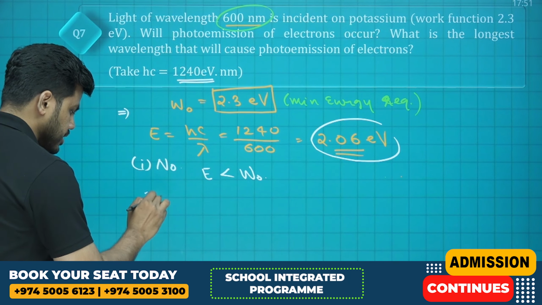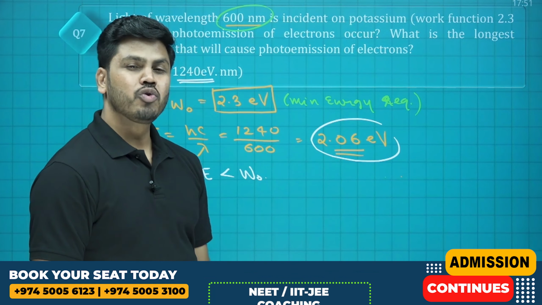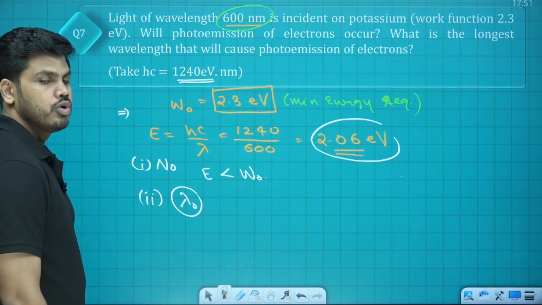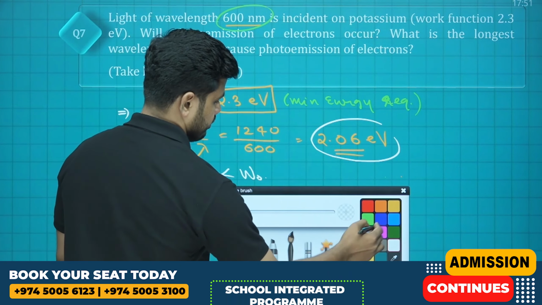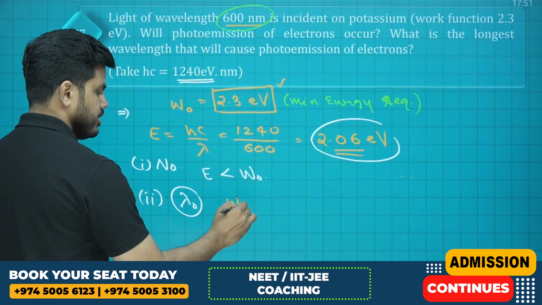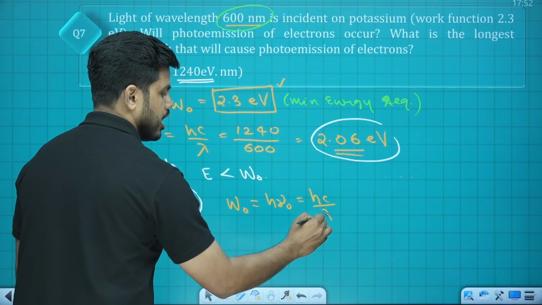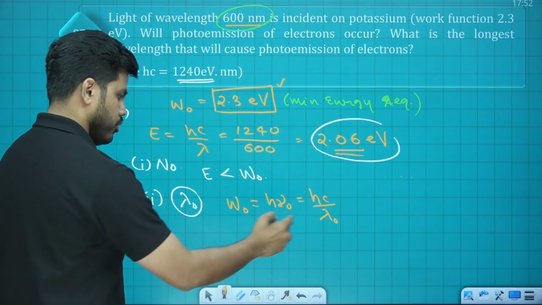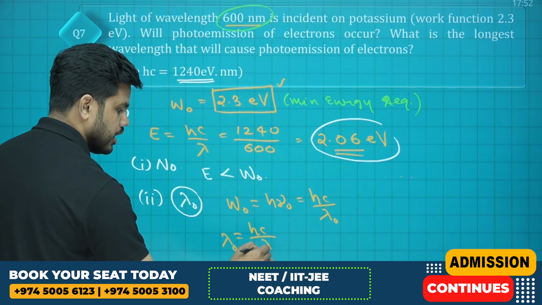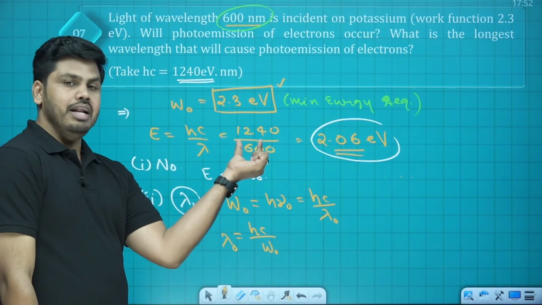Now the second part of the question is about what is the longest wavelength that will cause emission of electrons. Longest wavelength is nothing but the threshold wavelength, correct? We know how to calculate the threshold wavelength. The work function is given. Work function is equal to h nu naught, which is equal to hc by lambda naught, where lambda naught is the threshold wavelength. Lambda naught is going to be hc divided by the work function. We can use the same relation here.